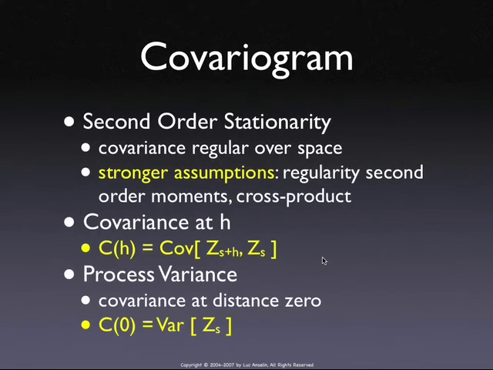And then, by definition, if we make h equal 0, we have the covariance between z at s and z at s, which is the same as the variance at s. So C at 0 is the variance of the process. C at h is the covariance of the process: how the random variables co-vary as you look at them a given distance apart. The variance is simply how they vary around their mean value. Covariance has to do with different locations. Variance is the same location.